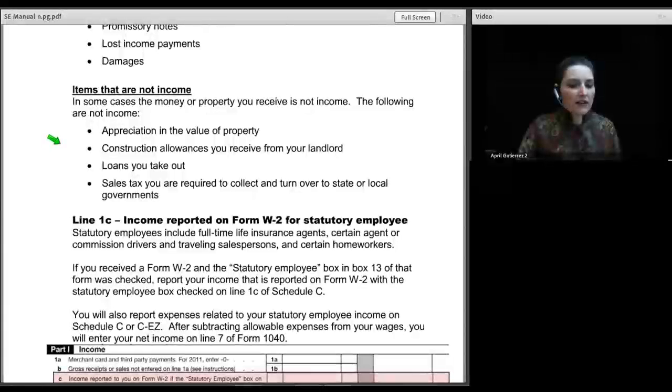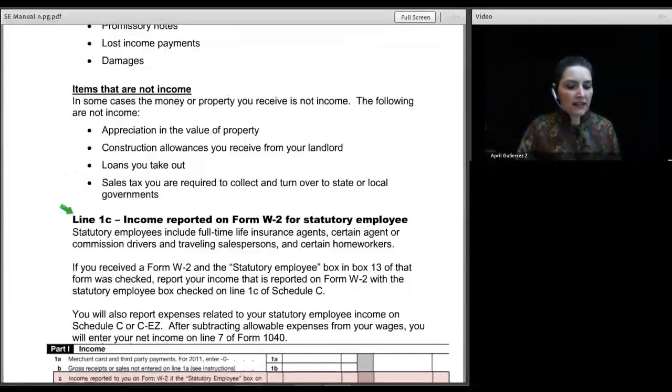The following items are not income, according to the IRS: appreciation in the value of property, construction allowances you receive from your landlord, loans that you take out, and sales tax that you are required to collect and then turn over to a state or local government. They don't want you to report that as income.